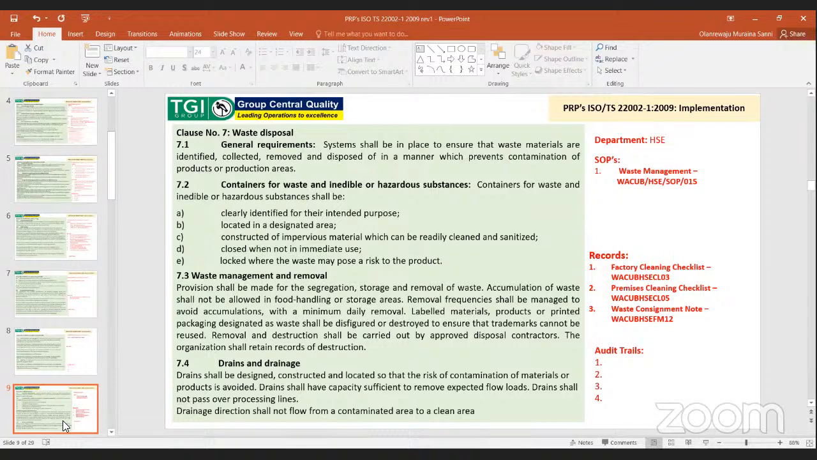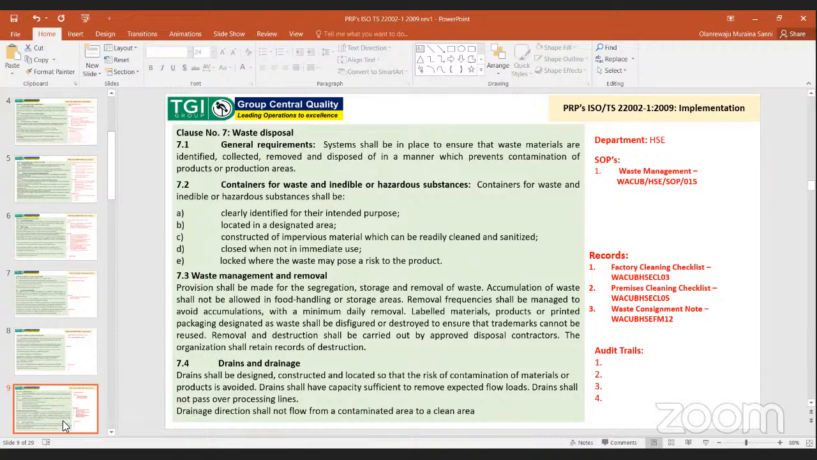Container for waste shall be clearly identified for their intended purpose, located in a designated area, constructed of impervious material which can be readily cleaned and sanitized, closed when not in use, locked where the waste may pose a risk to the product. So we have a procedure in place. We have a waste management procedure in place. We also have records in place.